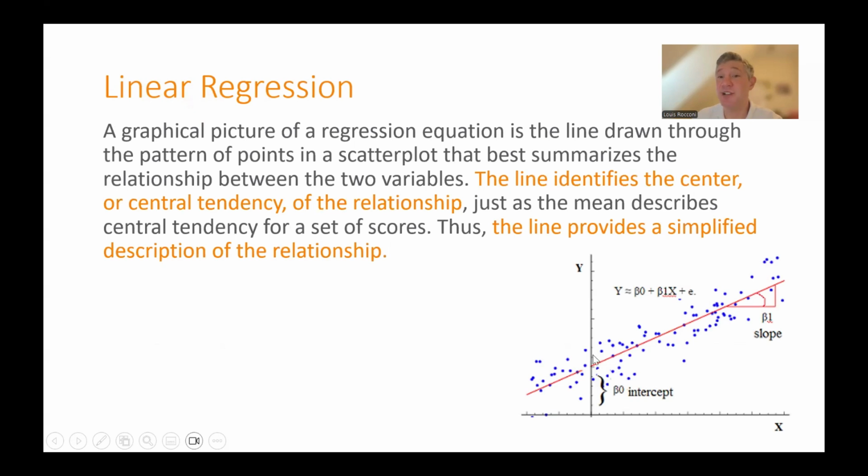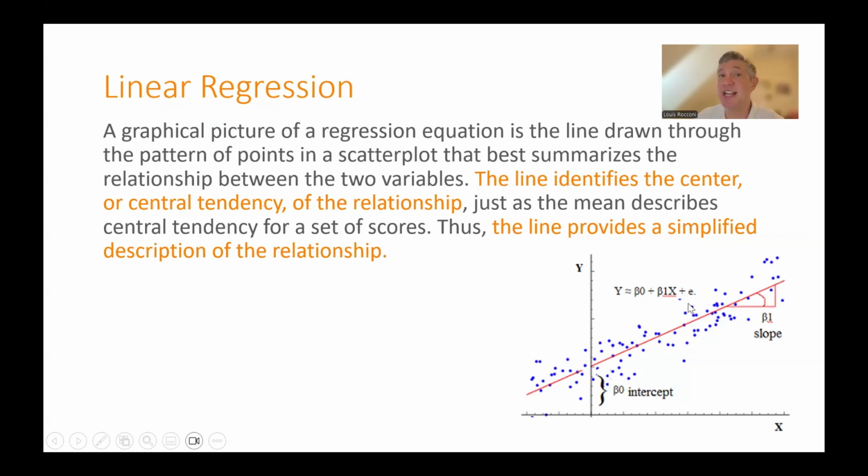Here's a graphical picture of how the regression line is drawn through a pattern of points. So we have a scatter plot. Here is our y-intercept, right where it crosses the y-axis. You can see it's the distance from the 0 point of the x-axis up to where it crosses here. And you can see the slope of the line is the rise over run here. That gives us our slope effect.